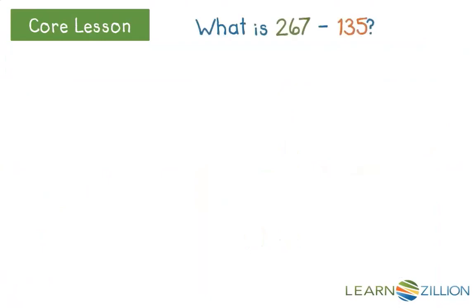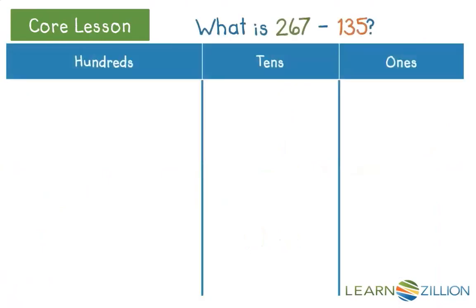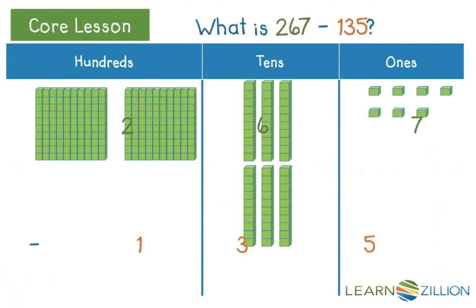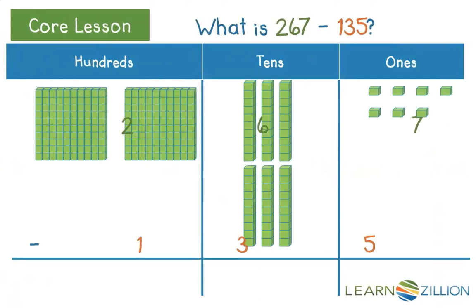Let's look at one more example. So we have 267 minus 135. So I'm going to start the same way, putting out 2 hundreds, 6 tens, and 7 ones. The only difference is when I take away 135 this time, I'm actually going to start in the ones place.